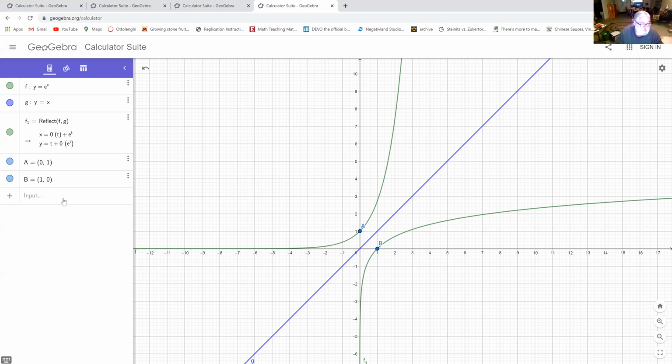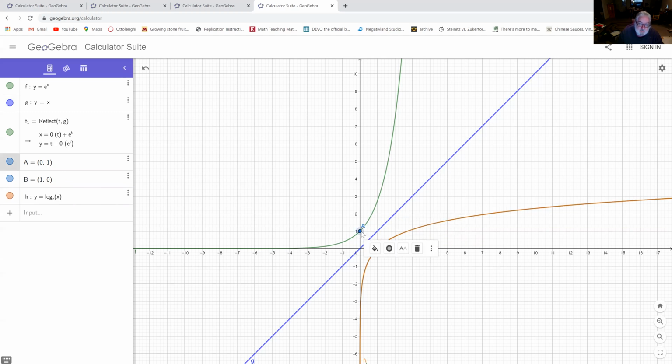This function has another name. In Geogebra, if you type in log and then e comma x and graph it, notice that this red graph, that's this formula, overlies the green graph that had been there before. So the logarithm is the inverse function of the exponential, and vice versa. The exponential is the inverse function of the logarithm. They're symmetric about the line y equals x.